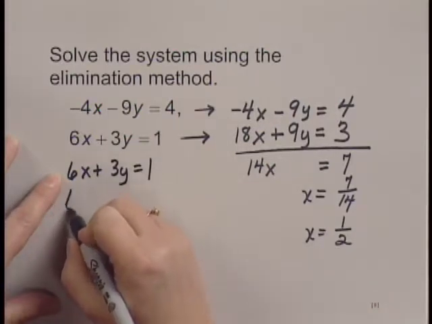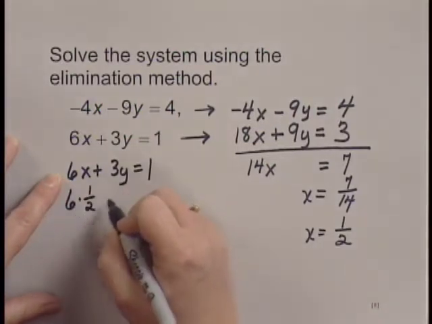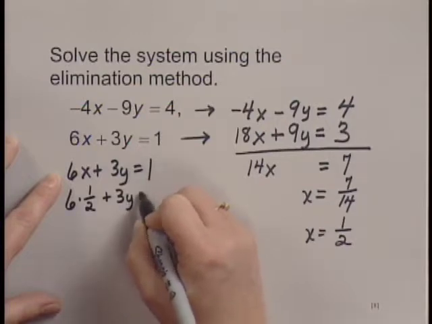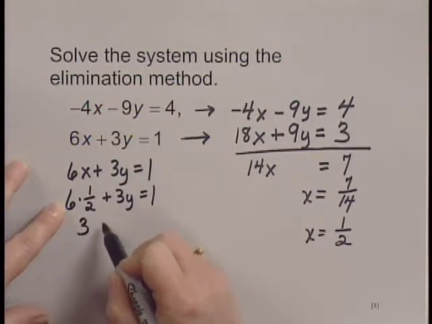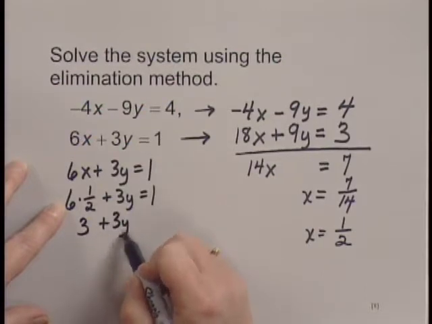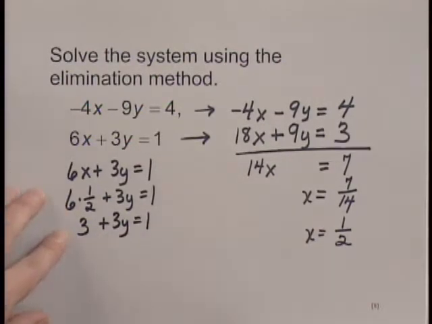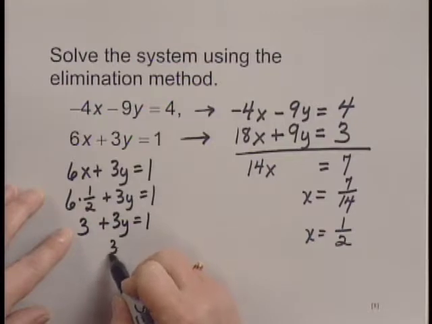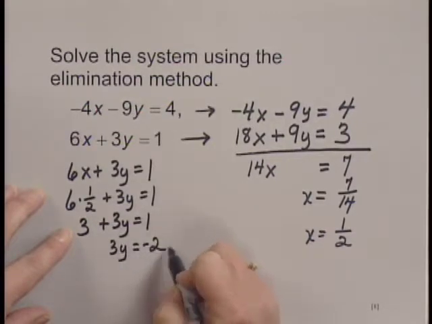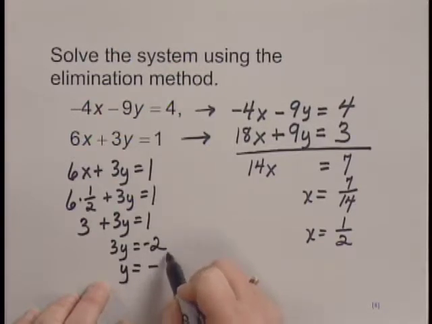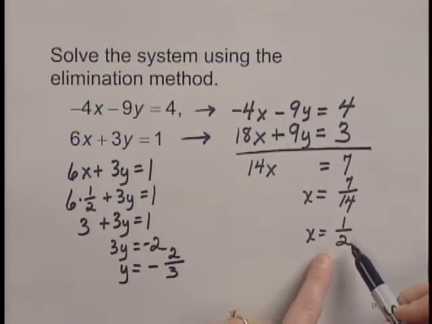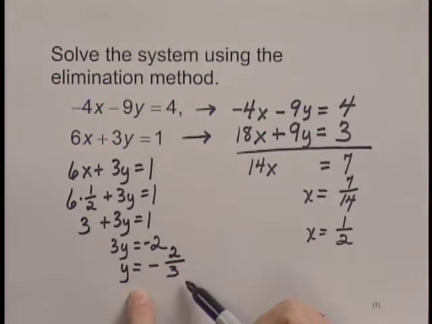If x is 1/2, I get 6 times 1/2 plus 3y equals 1. 6 times 1/2 is 3. 3 plus 3y equals 1. Subtracting 3 from both sides, I have 3y equals negative 2. Dividing both sides by 3, I have y equals negative 2/3.